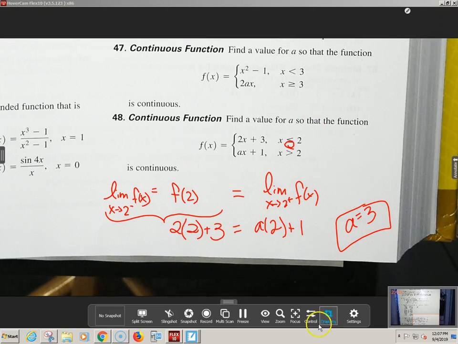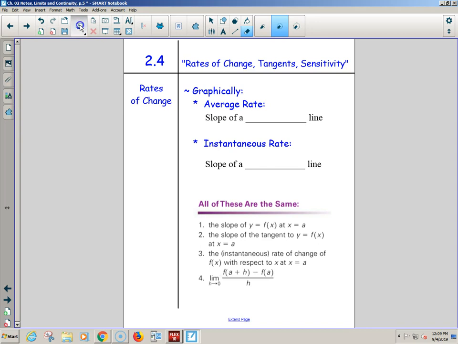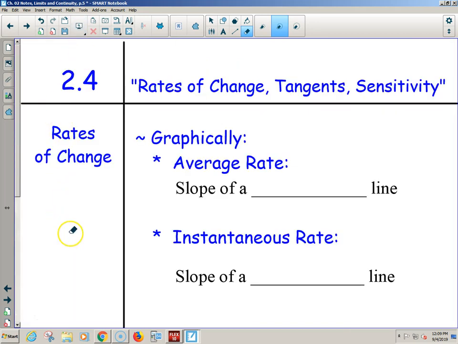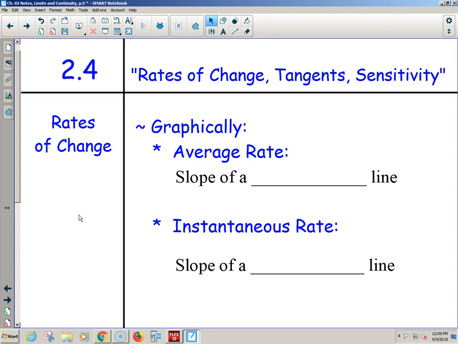Section 2.4, tangent lines and sensitivity. We could do a life lesson with that right now. Sensitivity. Rate of change. We're coming back. We were there in section 2.1. We're back in section 2.4, but just for a little bit. Tangents, tangent lines, those are easy. They were in our summer review packet. They're so easy.